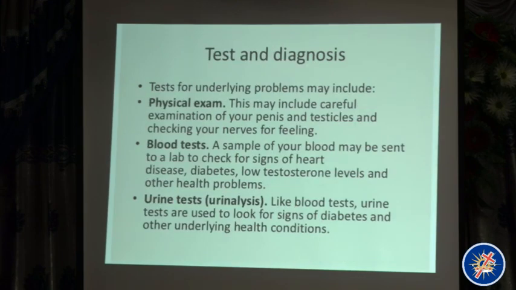Tests and diagnosis. Tests include a physical exam. The person goes to the doctor for a physical exam, checking the penis, testicles, checking for nerves, for feelings. And then blood tests are done, which may be sent to be checked for heart disease, diabetes, low testosterone levels, all these. Urine tests for likelihood of infection, diabetes, and all these conditions.